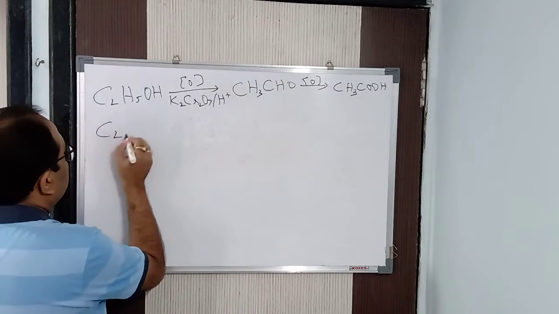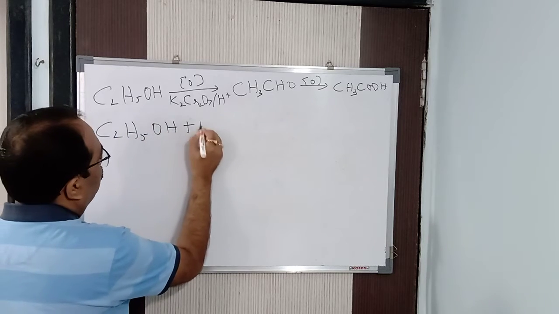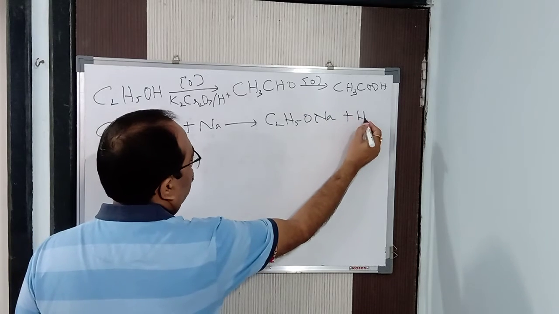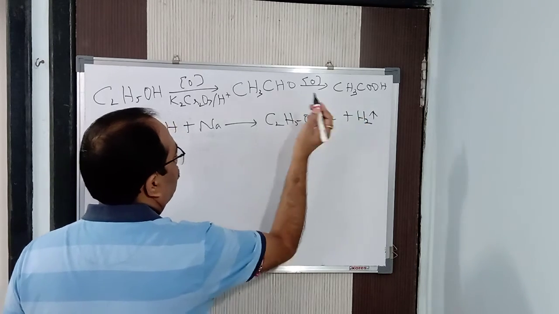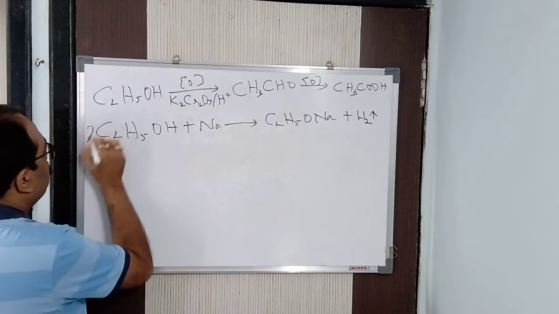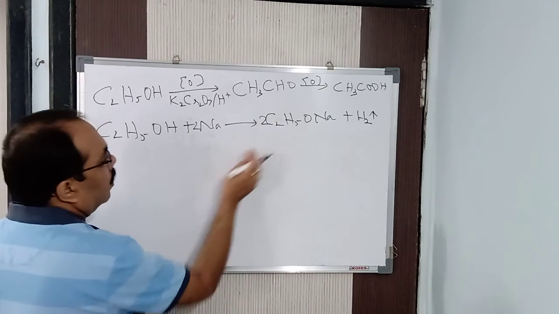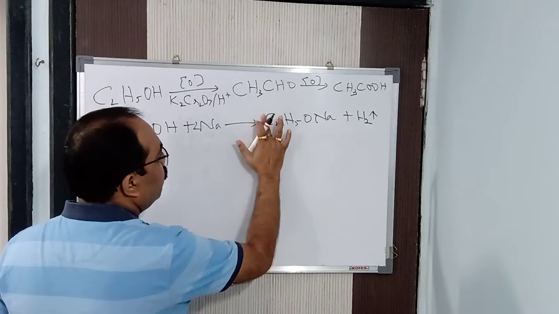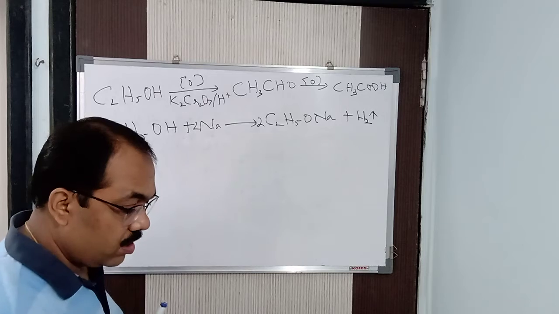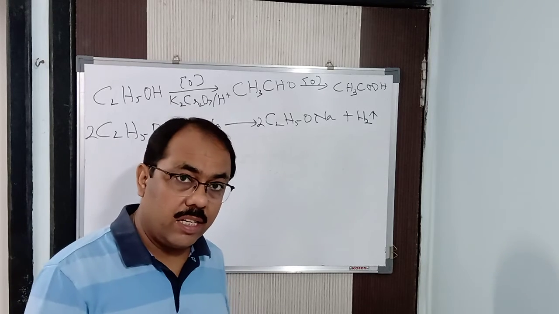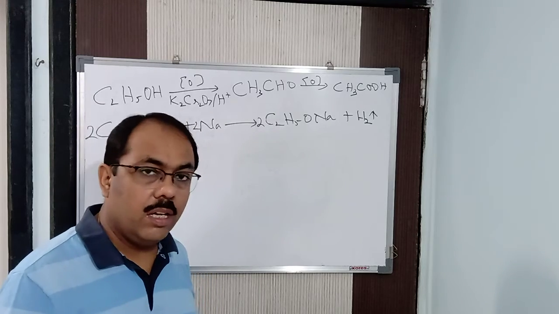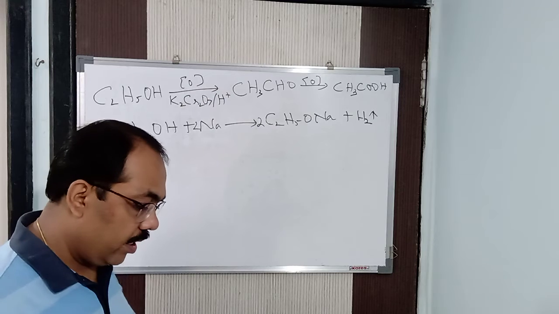Now, next is C2H5OH. When it reacts with sodium, it will give you C2H5ONa and hydrogen gas is released. How do you know hydrogen gas is released? It burns with a pop sound with a burning splinter. To balance it, put 2, 2, 2. This is sodium ethoxide, and hydrogen gas is released. This is also a test for alcohols: the release of hydrogen gas, which burns with a pop sound, when it is treated with sodium or potassium. Potassium also you can take here, no problem.